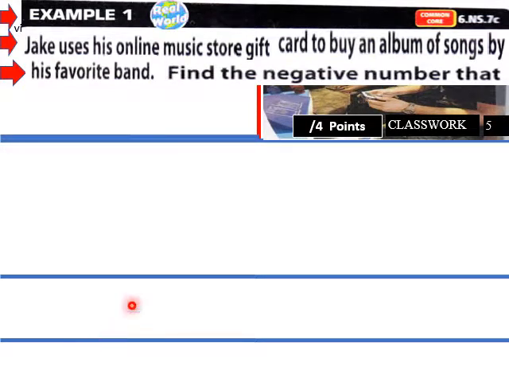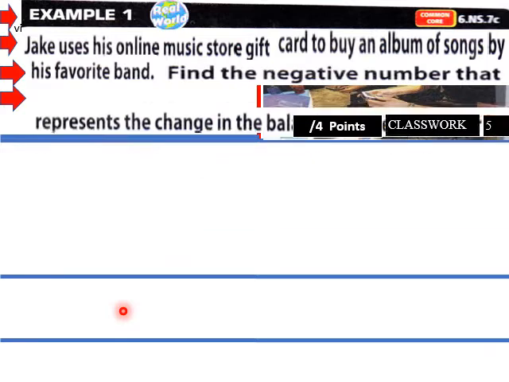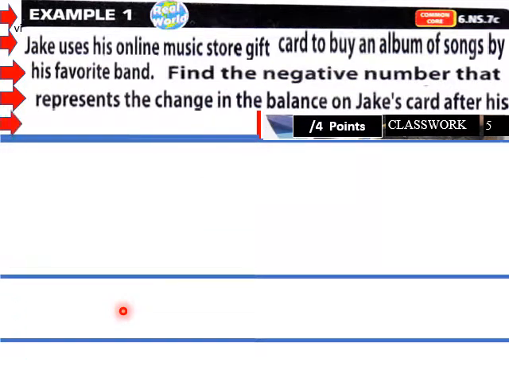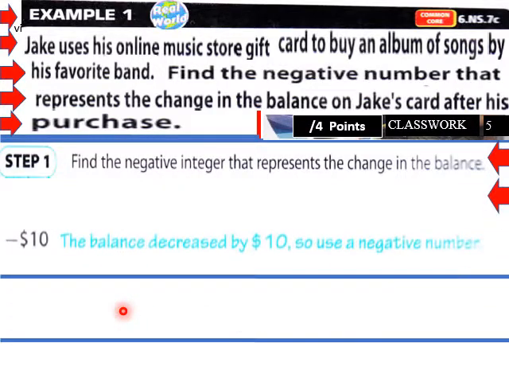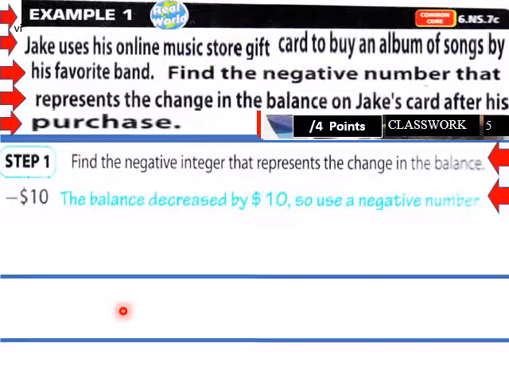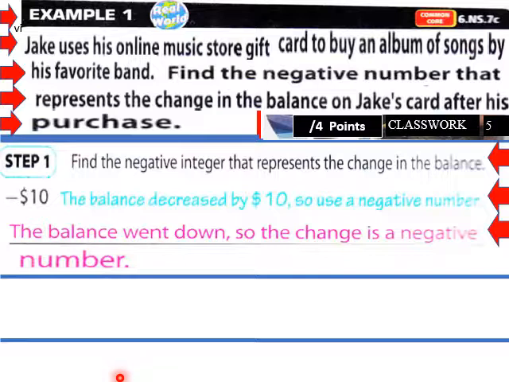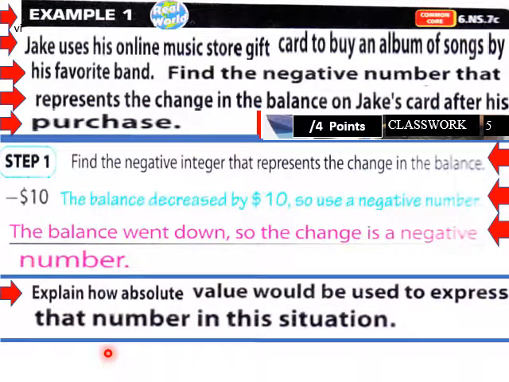Jake uses an online music store gift card to buy an album of songs by his favorite band. Find a negative number that represents the change of balance on Jake's card after his purchase. So find a negative integer that represents the change in the balance, negative $10. So the balance decreased by $10, so use a negative number to show that it went down by $10. The balance went down, so the change is a negative number.